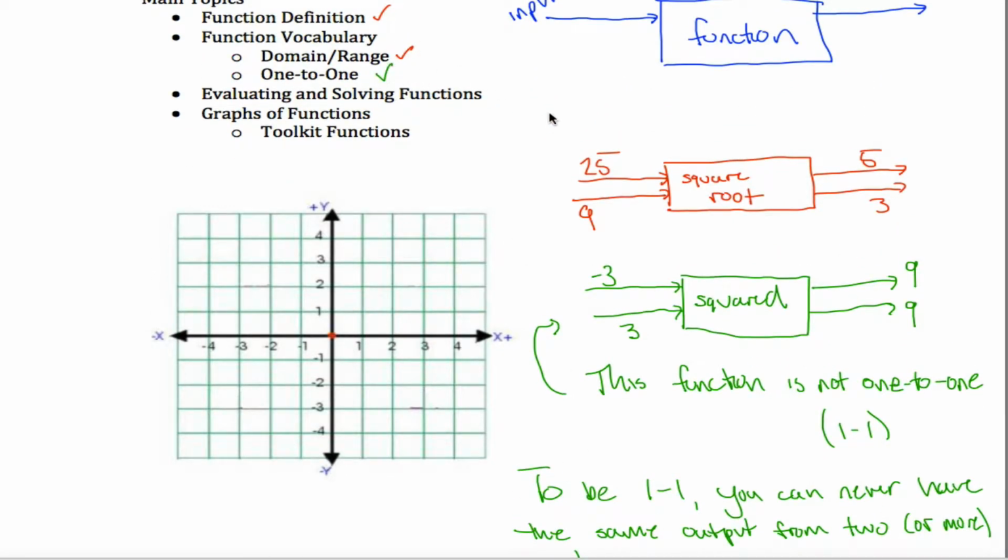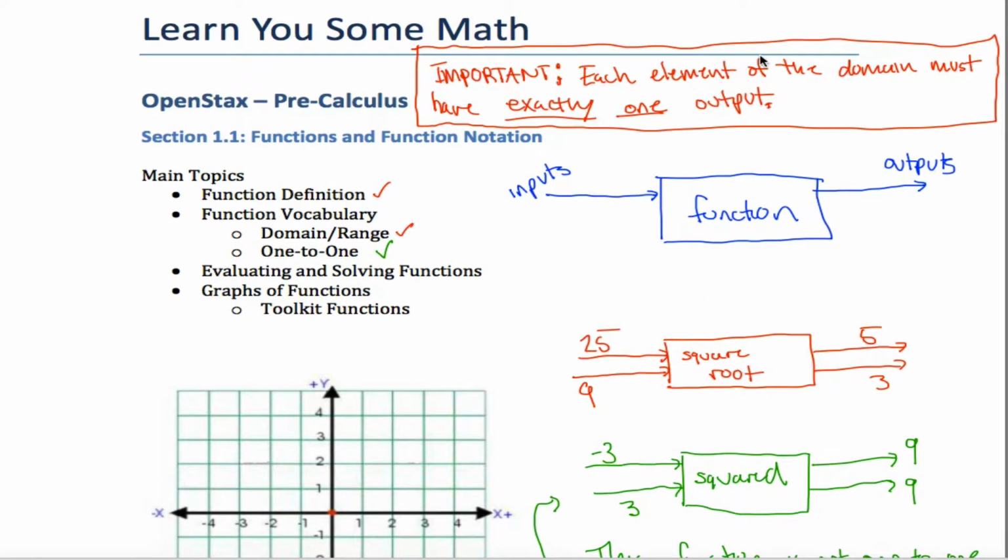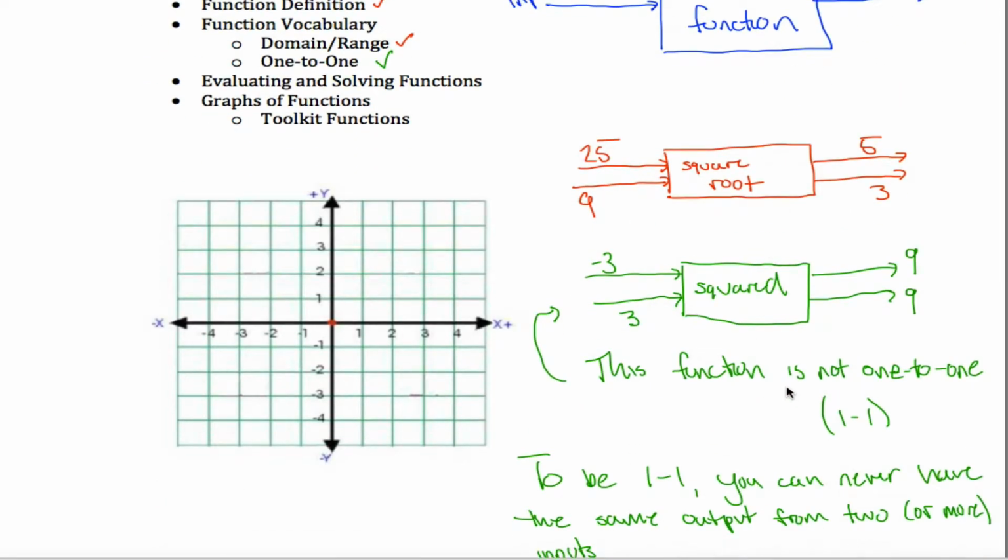And I mention it now because I just made such a big deal about this criteria up here. It's related to this criteria, but it's important that you understand the difference between this criteria, which lets you know when a relation is a function, and this idea of being one-to-one.